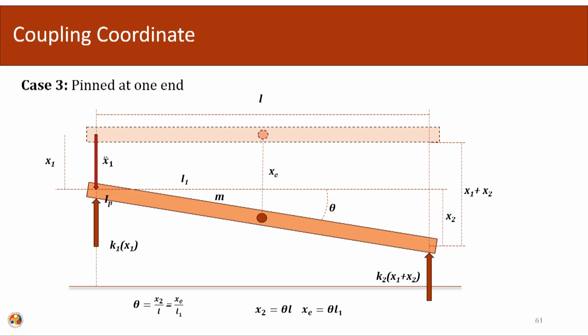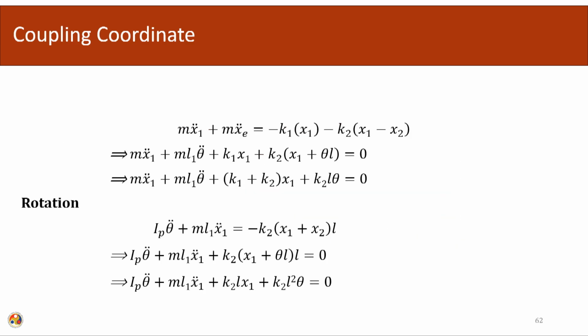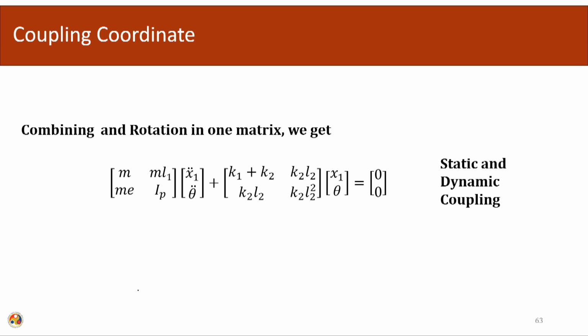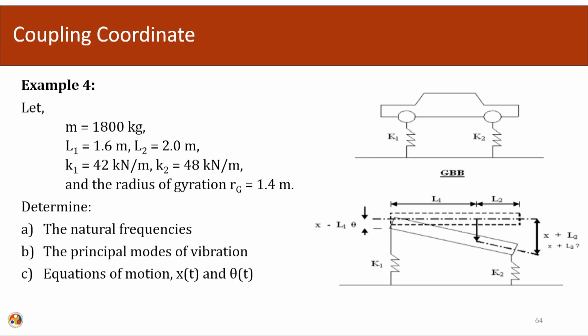Now, we are choosing the boundary conditions where we are taking the coordinate system from one of the endpoints. Same process we are repeating. Again we write down the equation of motion in the translation sense and in the rotational sense. Now, we got the total equation of motion. Here, the non diagonal terms in both the stiffness and the mass matrix are non-zero. So, it again becomes a case of static and dynamic coupling. Now, we can do one example.